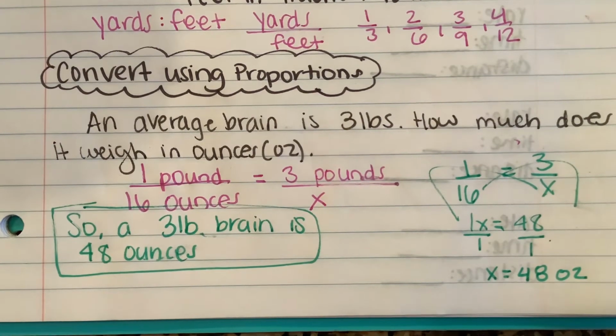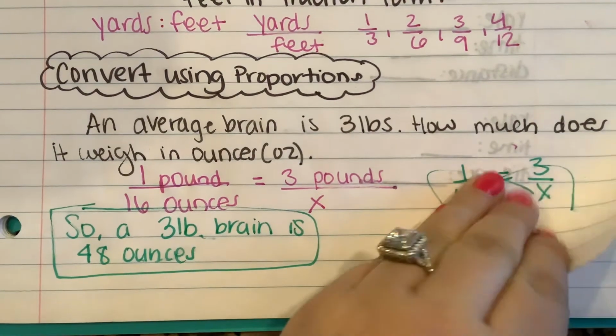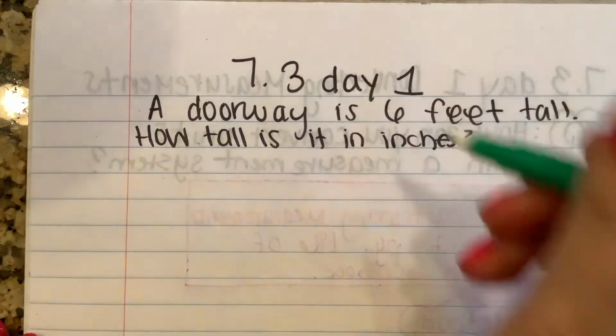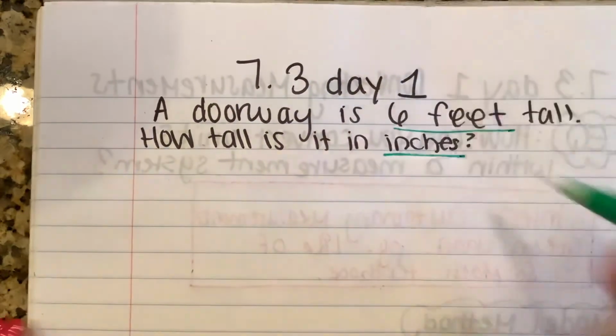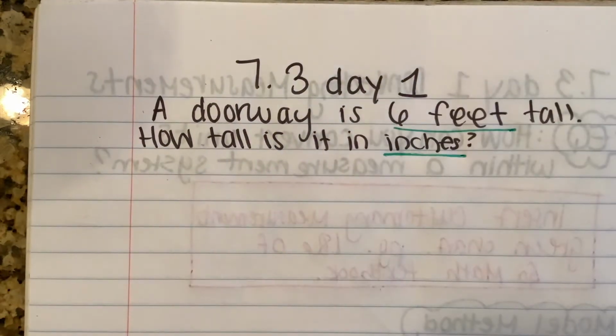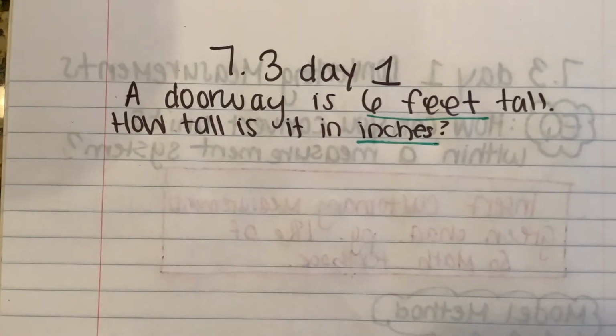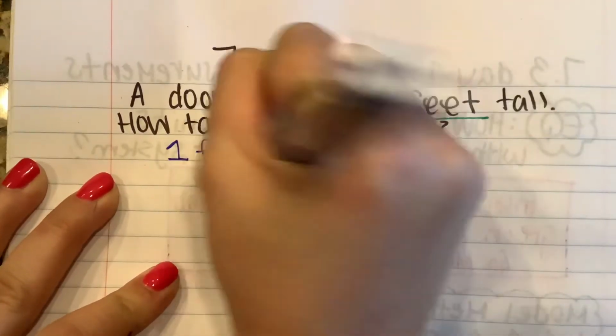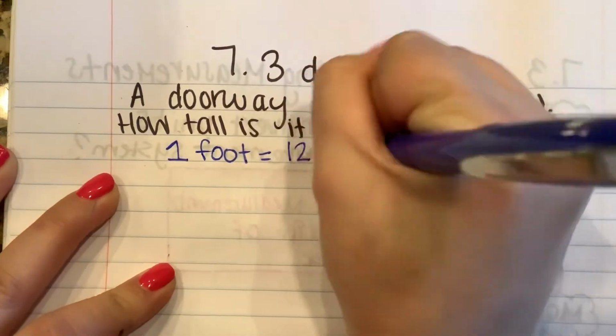Okay, let's look at another problem. This problem says a doorway is 6 feet tall. How tall is it in inches? Your first step is to go back and look at that conversion table and find your baseline, your conversion factor. Where do you start? And we need to look at the conversion of feet to inches. So looking at our chart, we can determine that 1 foot equals 12 inches.